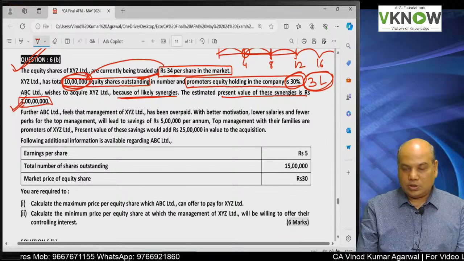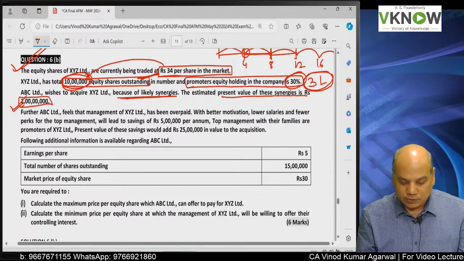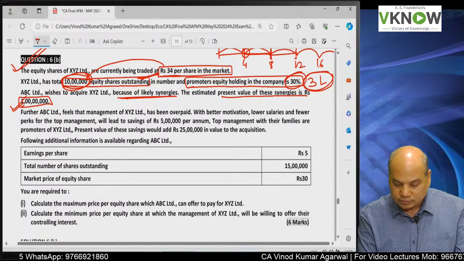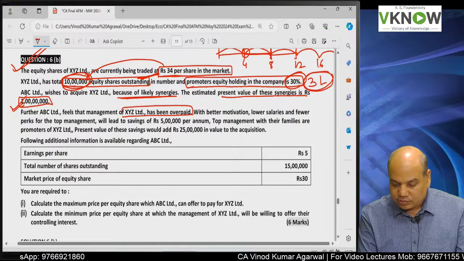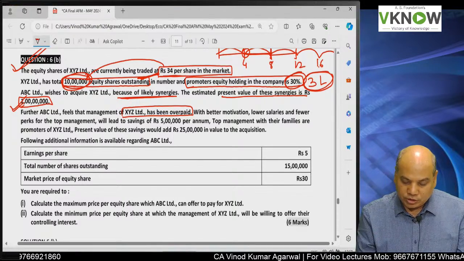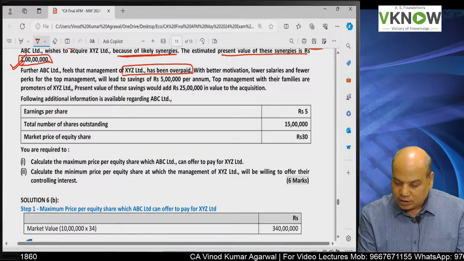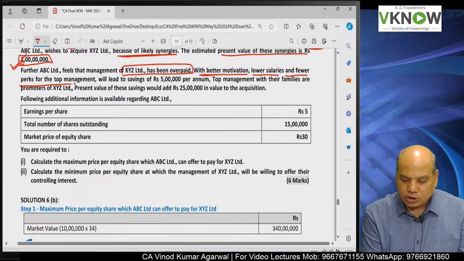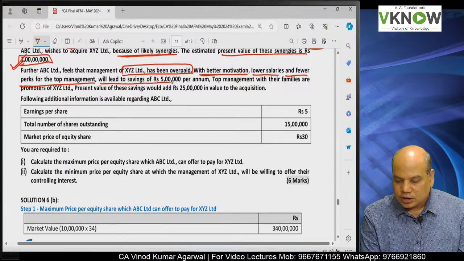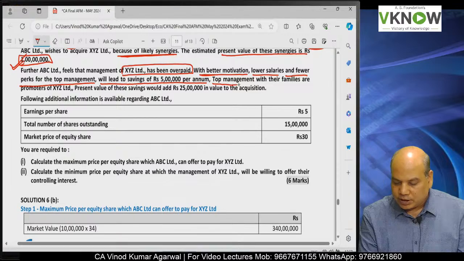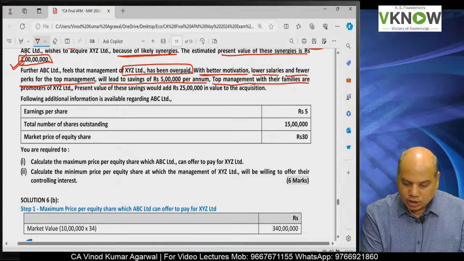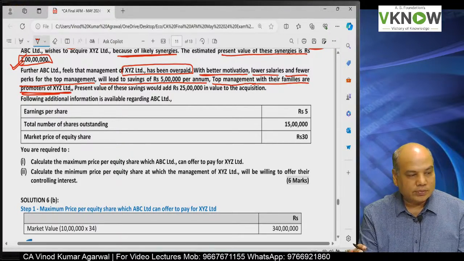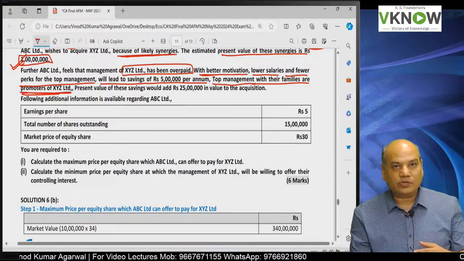If ABC acquires XYZ, there will be a synergy benefit of 1 crore. Further, ABC Limited feels that the management of XYZ has been overpaid. XYZ management are getting more remuneration than what they deserve. With better motivation, lower salary and fewer perks for the top management will lead to a saving of 5 lakh per annum. Top management with their families are the promoters of XYZ. So top management is nothing but the promoters only. The promoters are holding 30% share of XYZ.